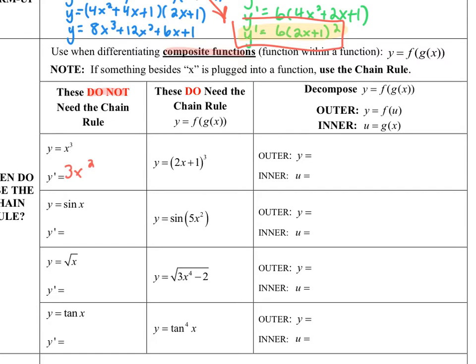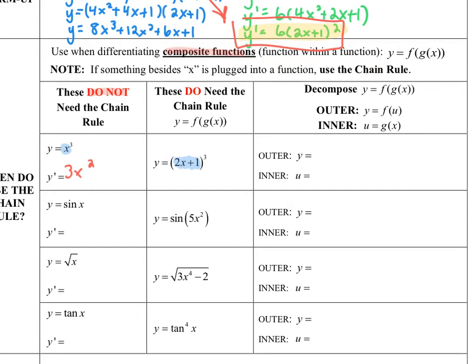Let's look at how the problem in the next column is a little bit different. And over here we're looking at functions that do need a chain rule to find the derivative because they are composite functions. So right here I just had x being cubed, but here I have 2x plus 1 being cubed. So I've actually got a function, 2x plus 1, being plugged into that cubing function, and this guy is going to need a chain rule.